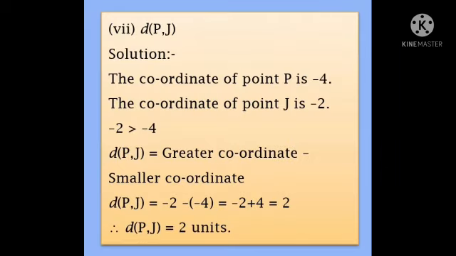Difference of PJ. Solution. The coordinate of point P is minus 4. The coordinate of point J is minus 2. Minus 2 is greater than minus 4. Difference of PJ is equal to greater coordinate minus smaller coordinate. Difference of PJ is equal to minus 2 minus in bracket minus 4. So minus 2 minus into minus becomes plus. So minus 2 plus 4 is equal to 2. Therefore, difference of PJ is equal to 2 units.